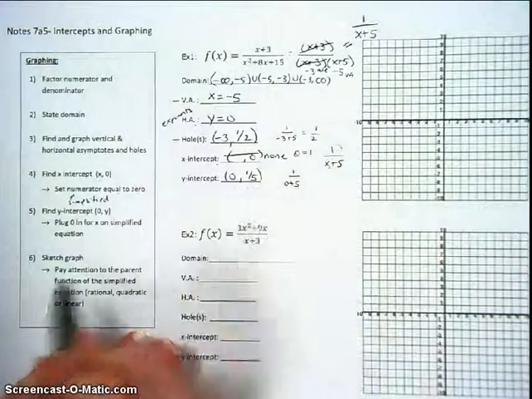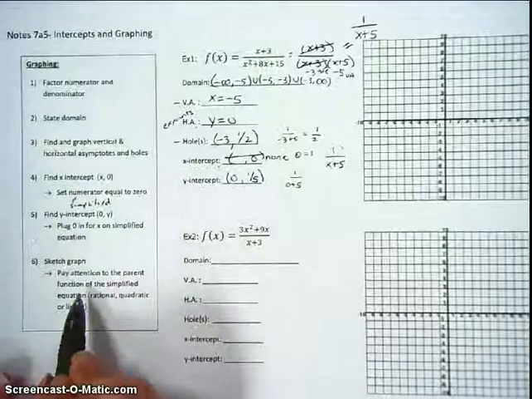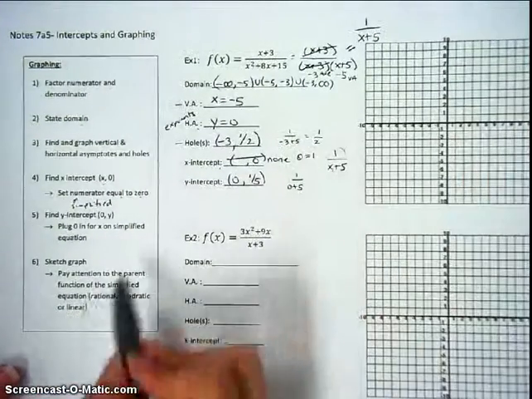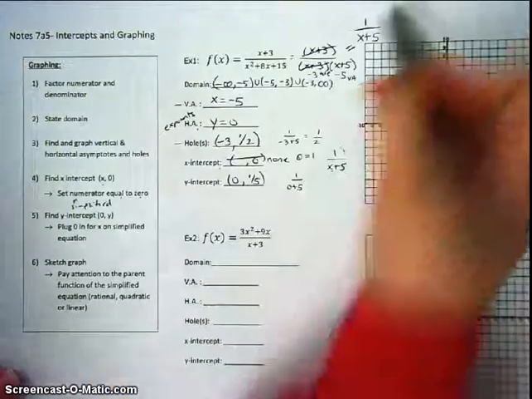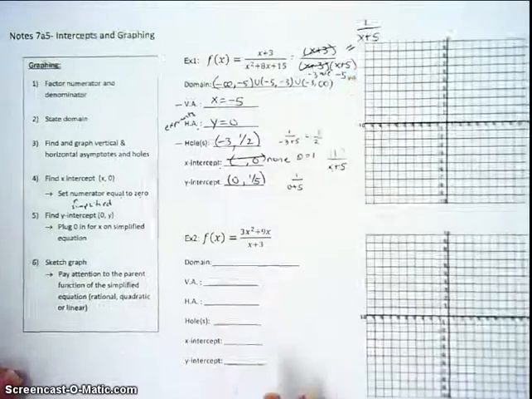So now we want to go through and we want to graph everything. It tells us to pay attention to the parent function of the simplified equation. That's going to tell us what our graph will look like. It'll either be rational, quadratic, or linear, the ones that we're going to deal with. So if we look at my simplified, this is 1 over x plus 5. So this is going to be a rational function.